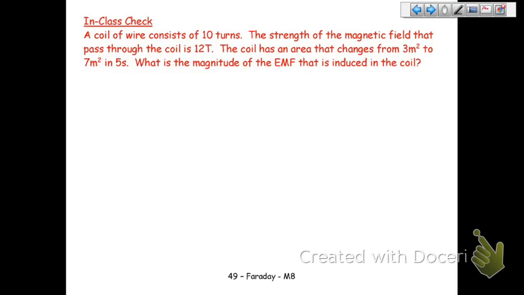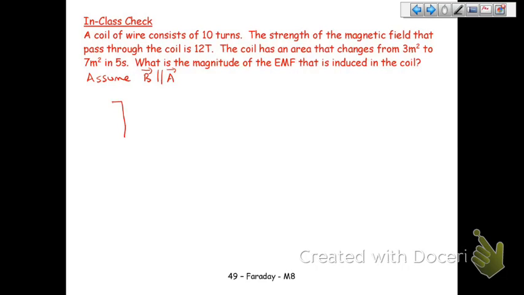Now I am back on track. This is a good question. I might have to just be clear about the direction of things. A coil of wire consists of 10 turns. The strength of the magnetic field that passes through the coil is 12 Tesla. The coil's area changes from 3 square meters to 7 square meters in 5 seconds. What's the magnitude of the EMF of the coil? And again, I didn't tell you the direction, so let's assume that B is parallel to A. I'll talk at the end about if it wasn't, but let's just assume.